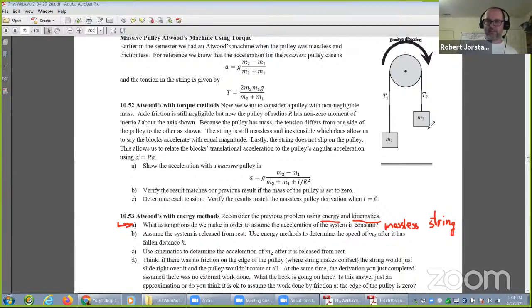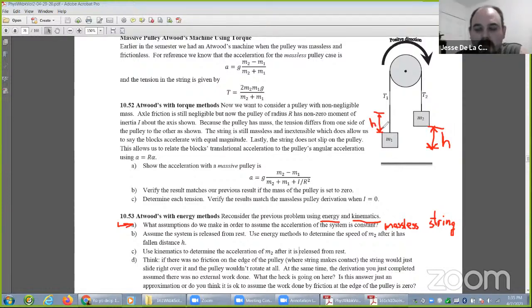Okay, so now in this case, if this one falls distance h, what's going to happen to block 1? It should move up distance h. Now, if they had different radii, would that be true? No. But it is true in this easy case. What about this thing? How much is this going to rotate?